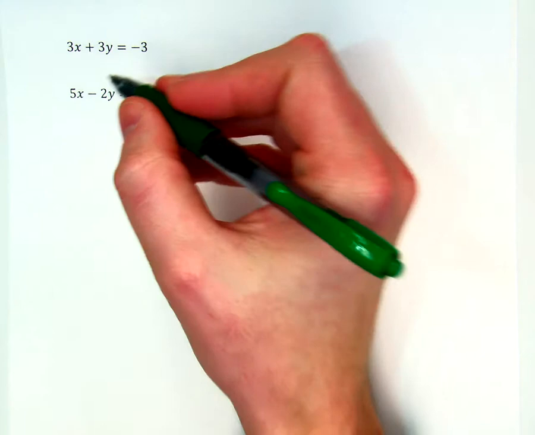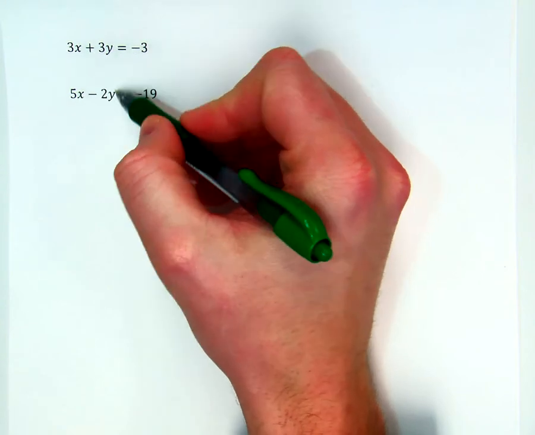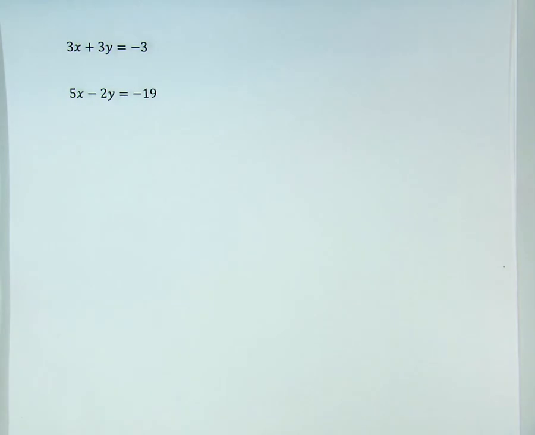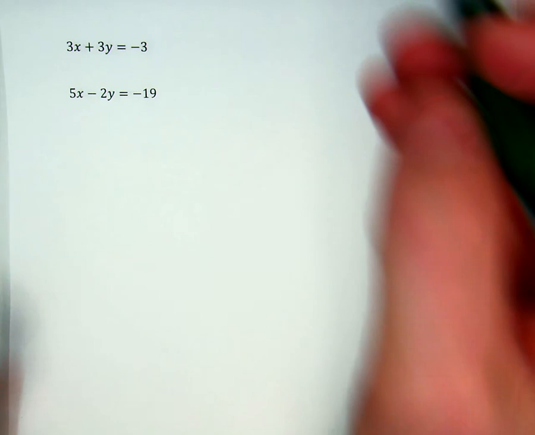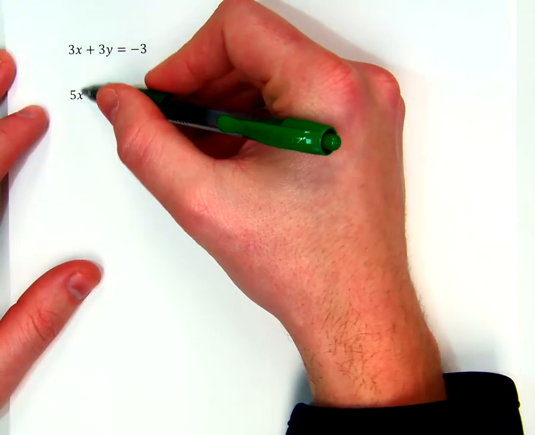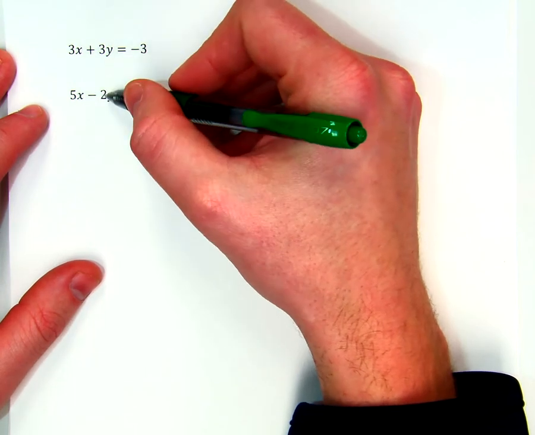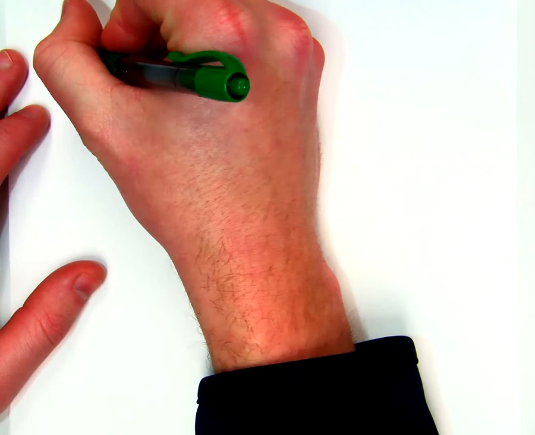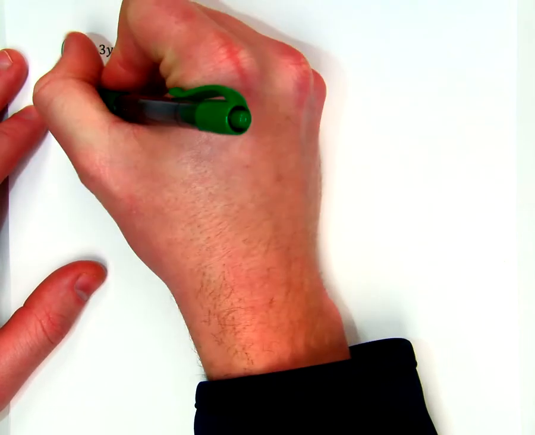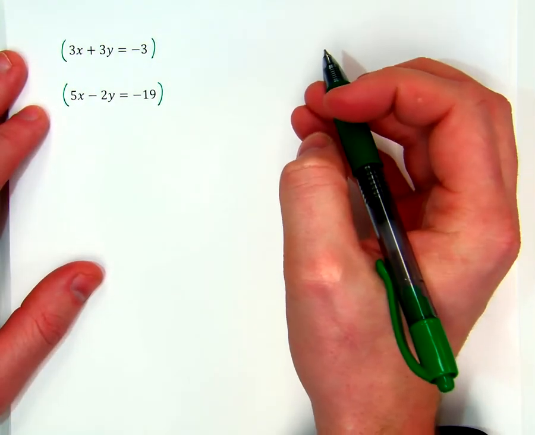But what we need to be able to solve systems of equations is we need either the x or the y to have the same number in front of it, and we want them to also have opposite signs. When you look at this equation, you can see that the x's have a 3 and a 5. Those are not the same number. The y's have a 3 and a negative 2. Those are not the same number. So we're going to need to alter both equations so that we can get either the x or the y to have the same number.